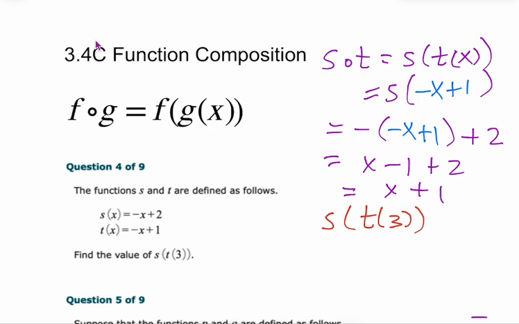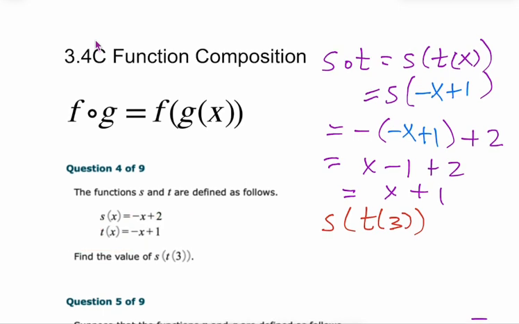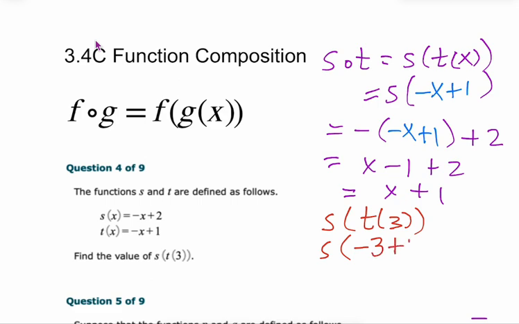If I plug 3 into my t, the t says to take the opposite of that plus 1. So that's just going to be the opposite of our input plus 1. Now I'm ignoring that the S is even there. I'm only using the t function, and I get an answer of negative 2. Now I'm going to put that negative 2 into my S function. So here's my S function over here. It says the opposite of that plus 2. Well, the opposite of negative 2 is positive 2. Plus 2 is 4.